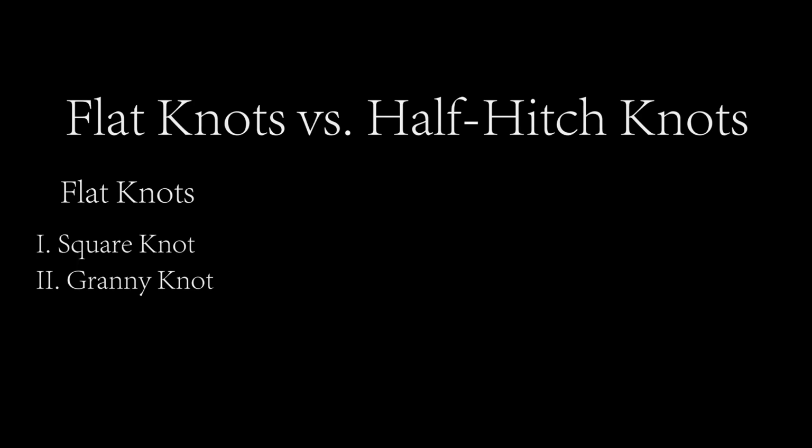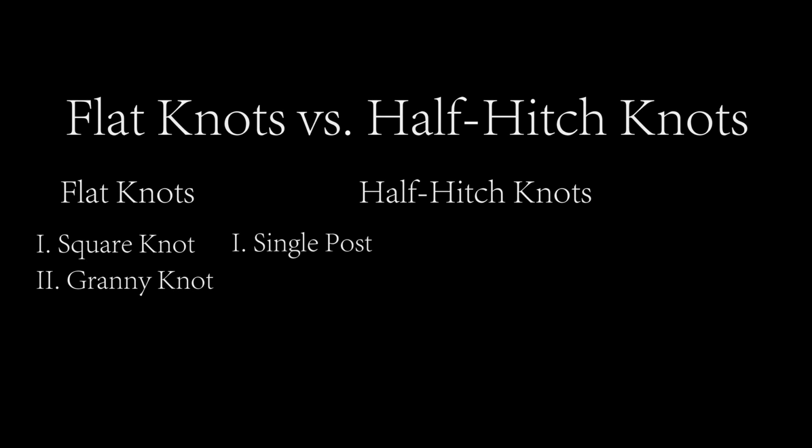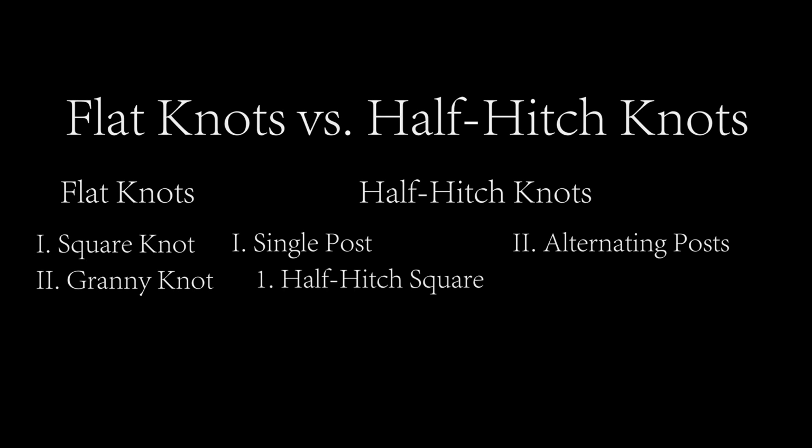We will next consider half-hitch knots. Like flat knots, half-hitch knots can have a square or granny configuration. However, half-hitch knots can also be tied with the use of a single post or with the use of alternating posts, which result in different knot configurations. We will first consider single post half-hitch square knots.